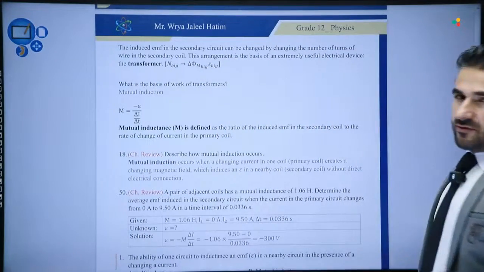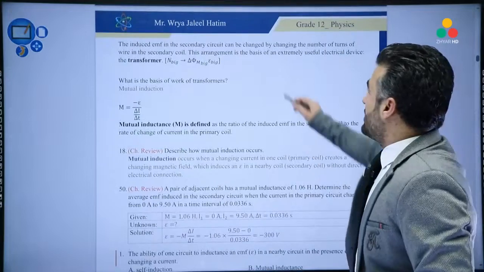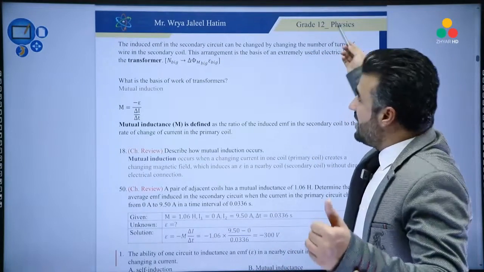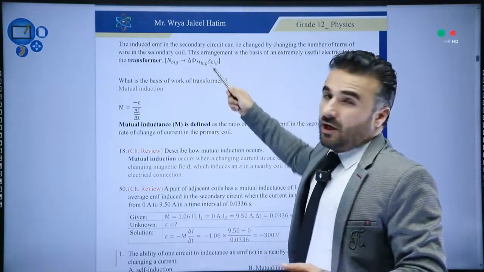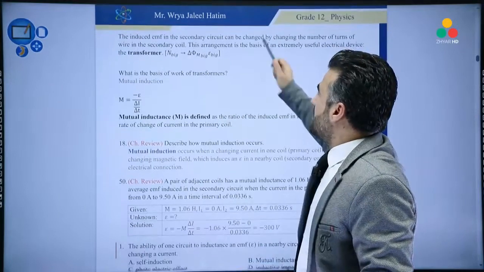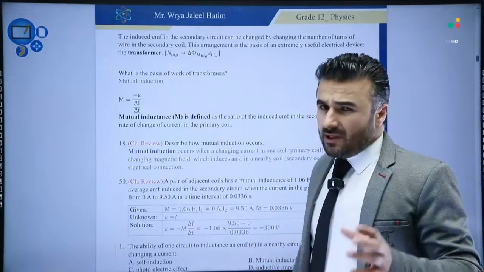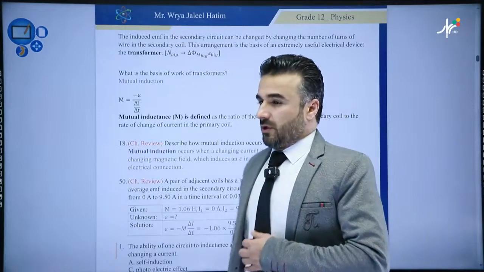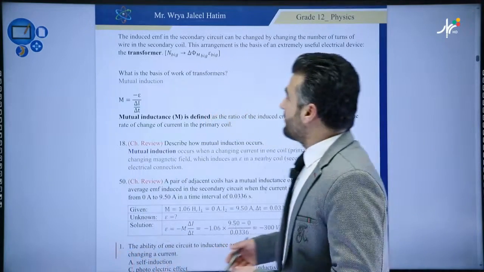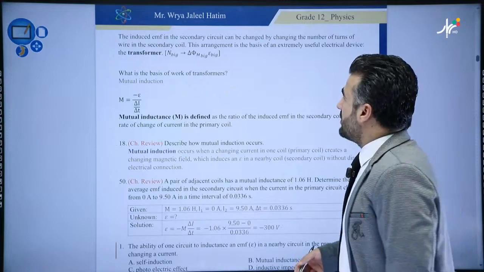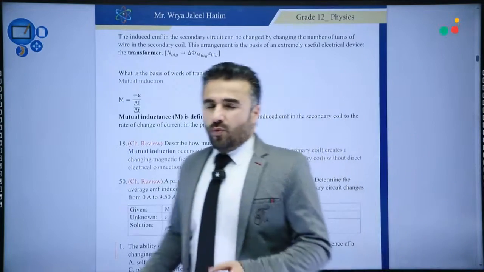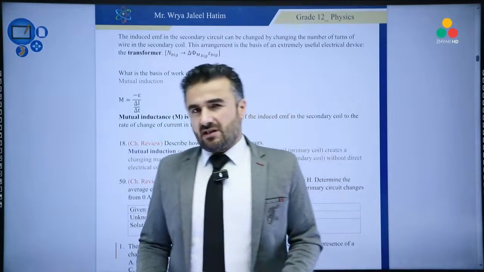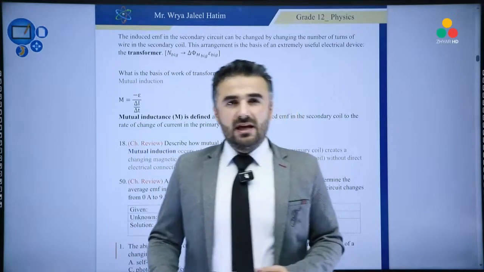Okay, so another thing that we've also mentioned was this. We said the induced electromotive force in the secondary circuit can be changed by changing the number of turns of the wire in the secondary coil. And we said this arrangement is the base of an extremely useful electrical device called the transformer. And by changing the induced electromotive force, what is the importance of this device, the so-called transformer?